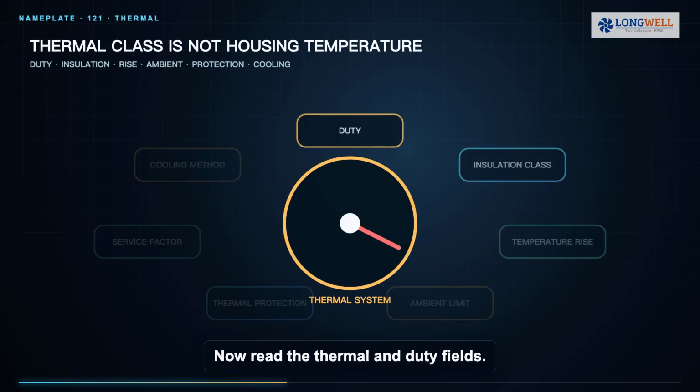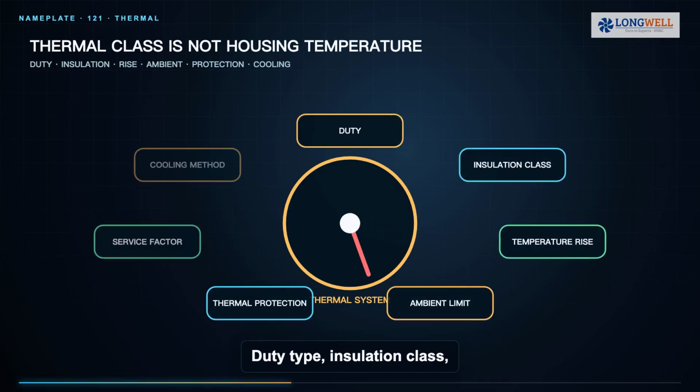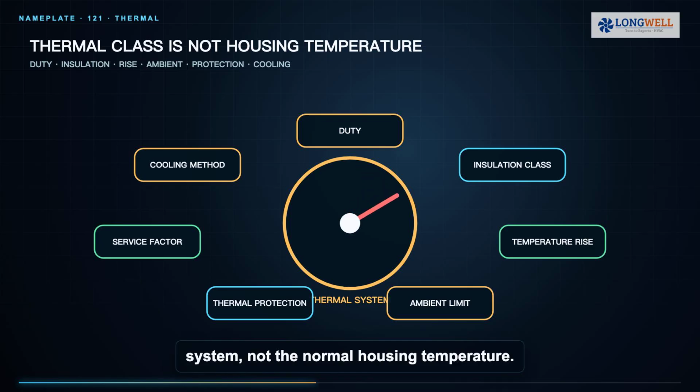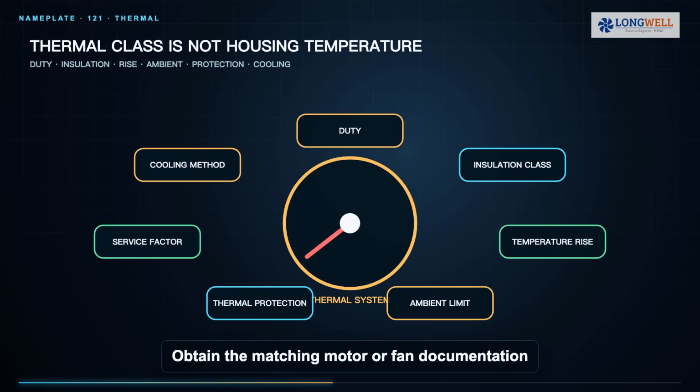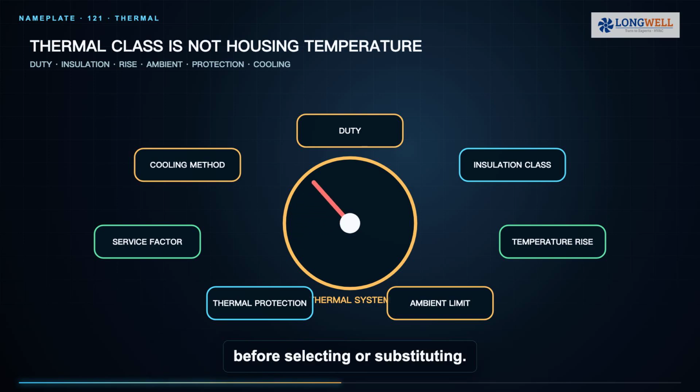Now read the thermal and duty fields. Duty type, insulation class, temperature rise, ambient limit, thermal protector note, service factor, and cooling method answer different questions. Insulation class describes a thermal system, not the normal housing temperature. A missing duty or ambient field is not permission for continuous operation at any temperature. Obtain the matching motor or fan documentation before selecting or substituting.